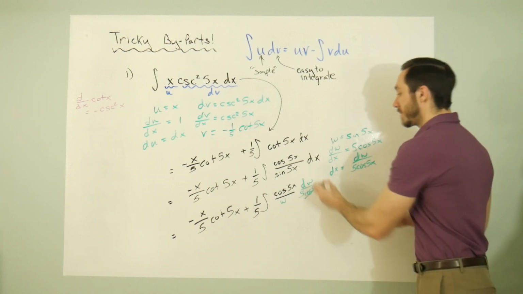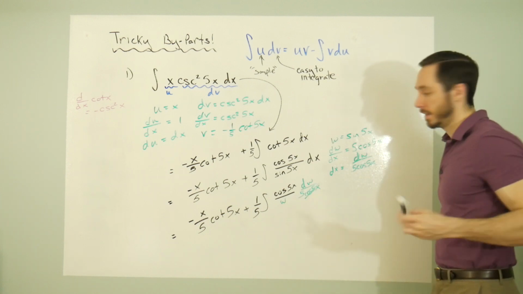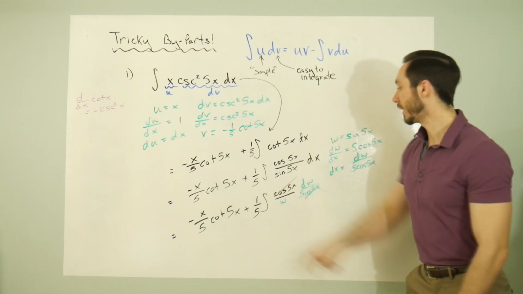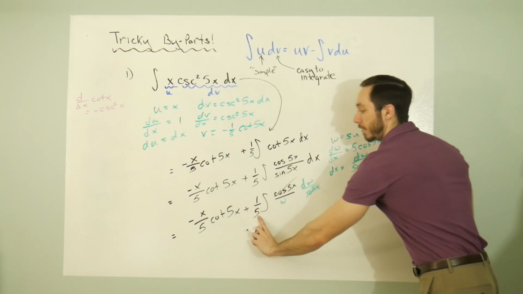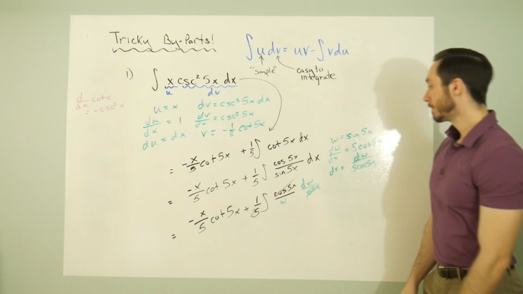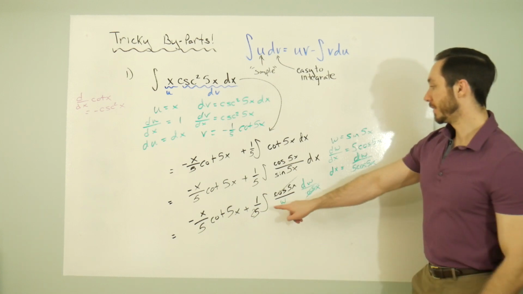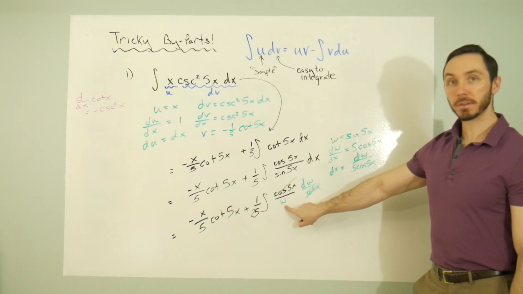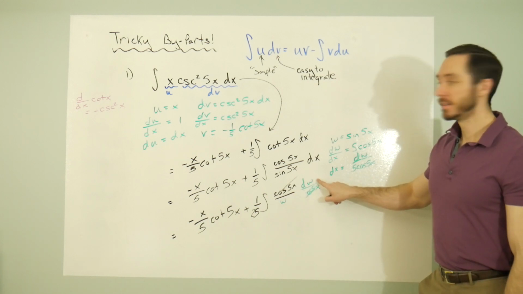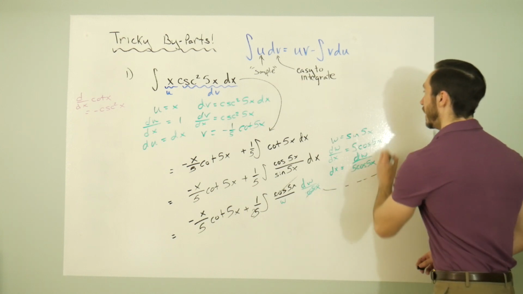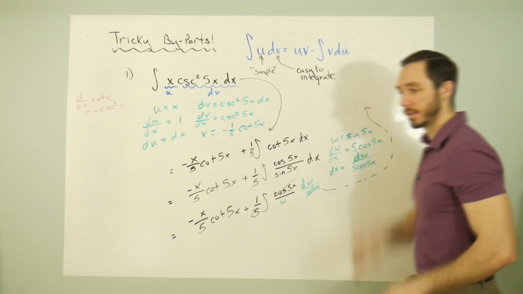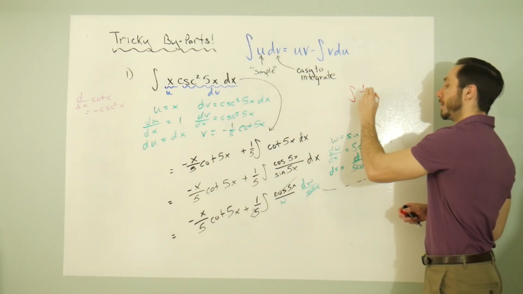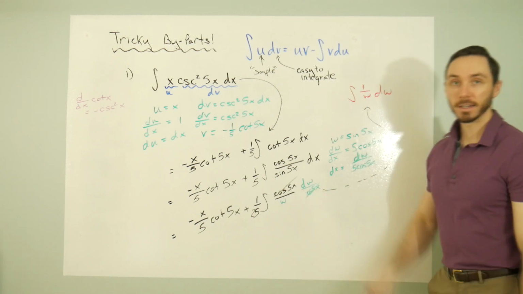I like this because this cosine 5x right here cancels with this cosine 5x here. And actually this 5 is just a constant, so I can bring it on outside. 5 times 5 is 25. So what am I left with? I'm left with just the integral of 1 over w dw, because these cancel. I'll write that over here. Integral of 1 over w dw. That's what that cleans up to.